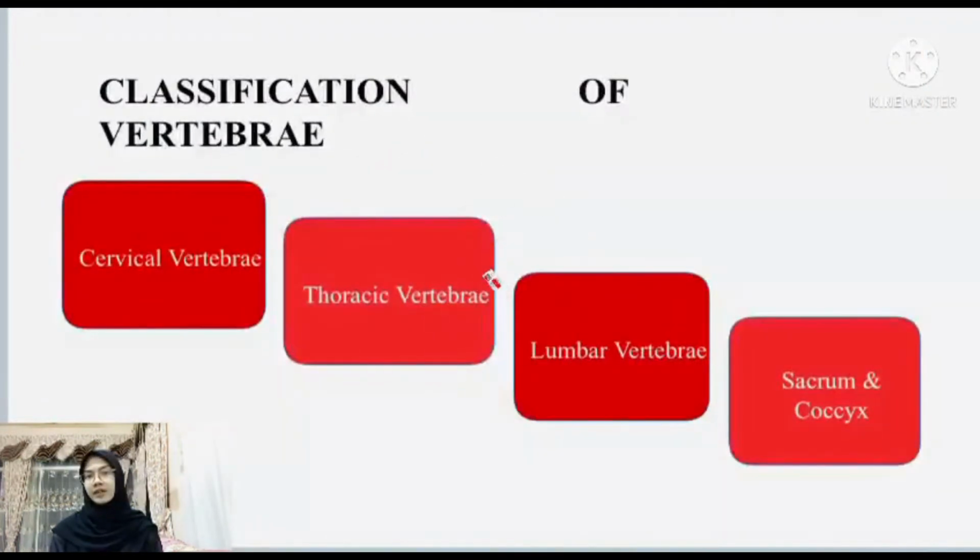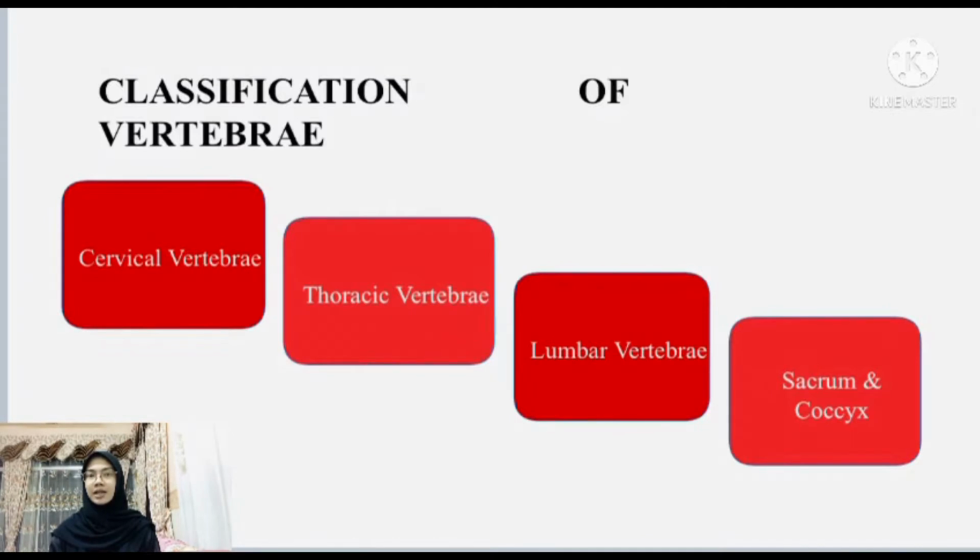Firstly is the cervical vertebrae. It is the most superior portion of the vertebral column, lying between the cranium and the thoracic vertebrae. The cervical spine consists of 7 distinct vertebrae, and 2 of which are given unique names. The first cervical vertebra, C1, is known as the atlas, and the second cervical vertebra, C2, is known as the axis.